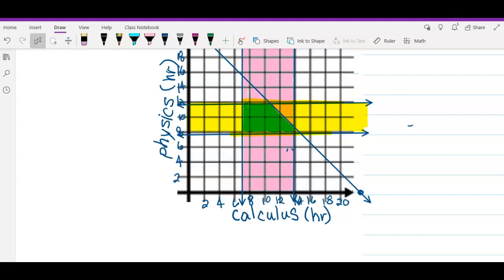If they ask for a possible combination, we could pick any point in here. All of these points would work. If they don't need it to be a whole hour, we could pick points that are in between as well. But our solution is everything in this green region.